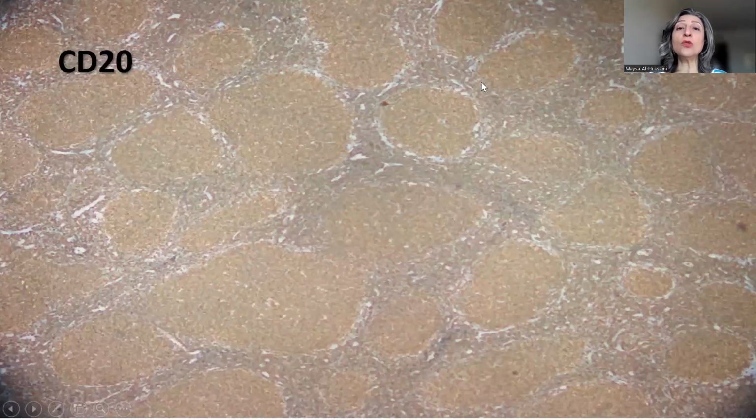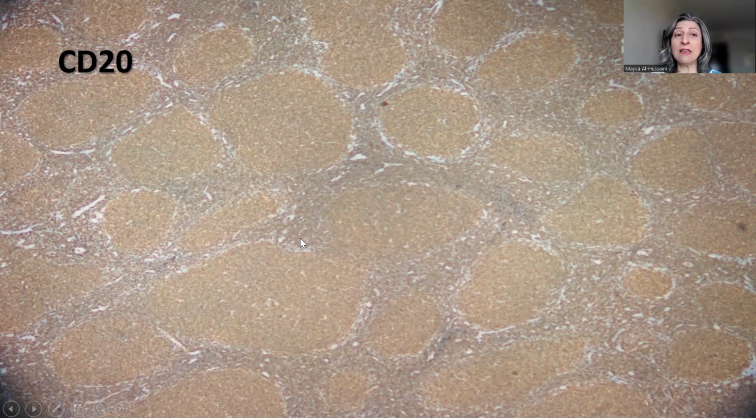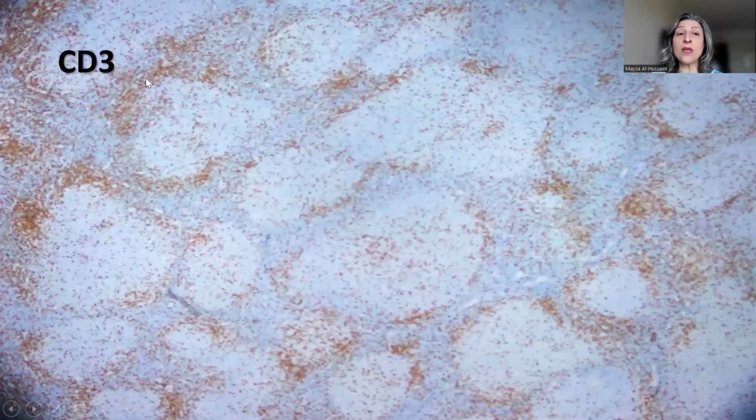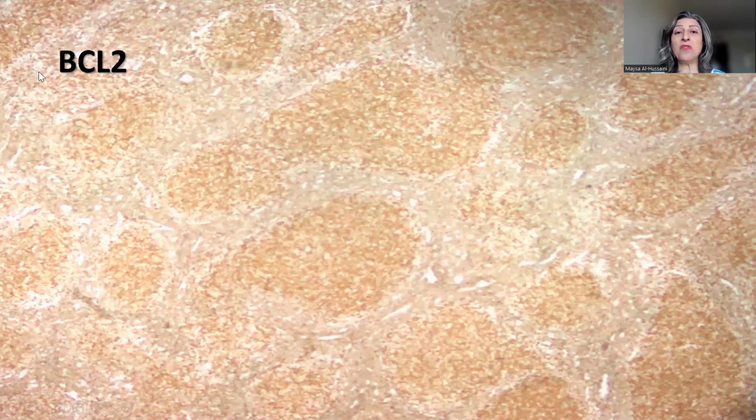Now we're resorting to immunohistochemistry, as you can see with CD20 beautifully highlighting the follicles or the nodules with diffuse cytoplasmic CD20 positivity, and the CD3 showing some CD3 positive cells, the T lymphocytes, just at the periphery in the internodular areas. And of course, we know that there are always some scattered CD3 positive cells within the follicles. BCL2 is beautifully, strongly positive. These are the follicles and these are the interfollicular areas.